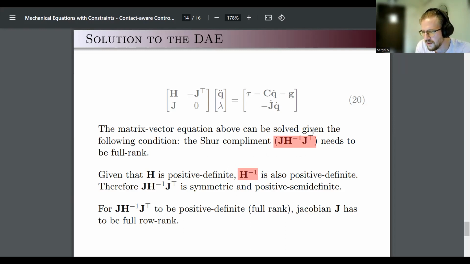Now, what we have here is this Schur complement, which, if it is full rank, we can invert, and we get an analytical expression for q double dot and lambda. I'm not writing it out here, but those expressions are quite simple. You can find them.